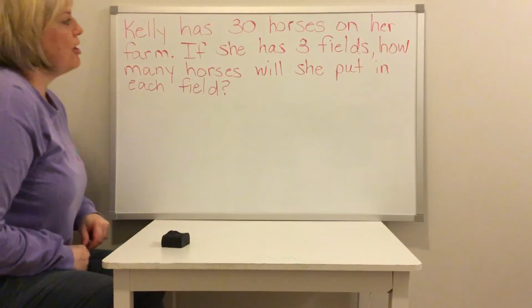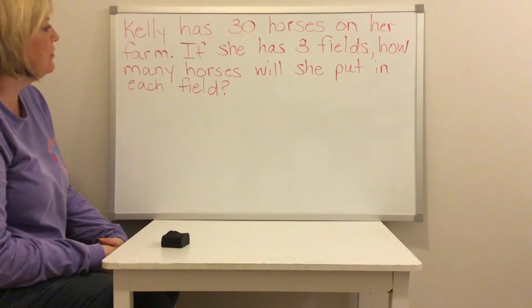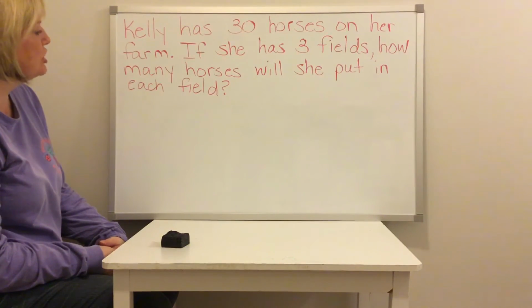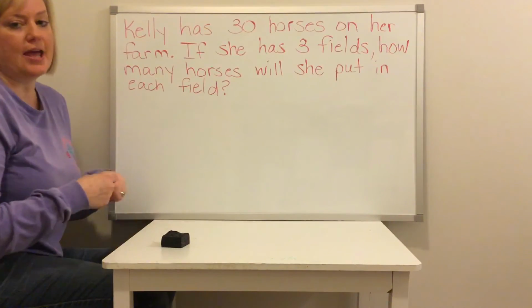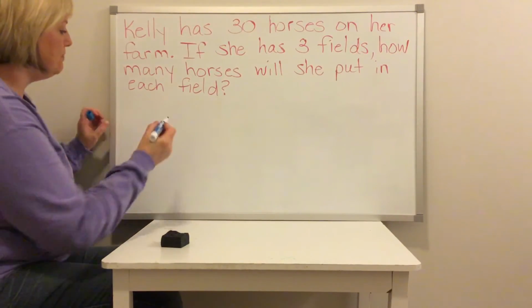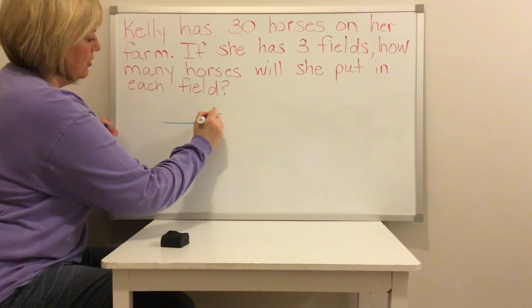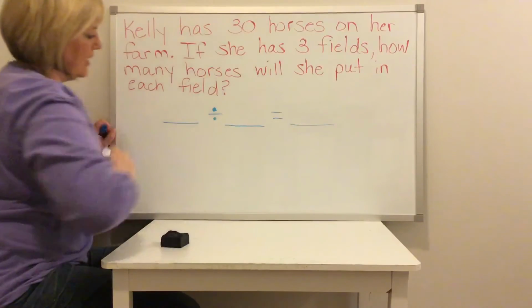All right, for this problem, Kelly has 30 horses on her farm. If she has 3 fields, how many horses will she put in each field? We need to take that information and put it into a division problem. So blank divided by blank equals blank.